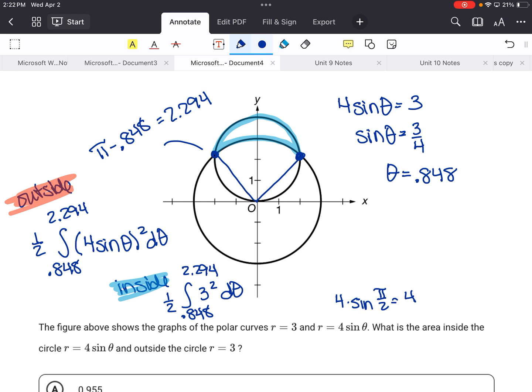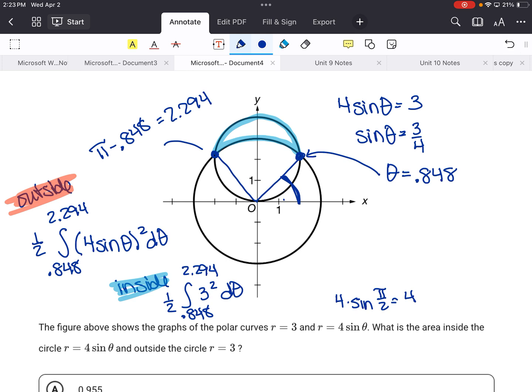So when I set them equal to each other, 4 sine theta is equal to 3. Then I get sine theta equals 3/4, and then I got my calculator and I did inverse sine 3/4, and I got 0.848. So when theta is 0.848, that's here. Okay, that's in decimal form. I'm not used to that. I'm used to like pi over 2, 7 pi over 6, that kind of stuff. But I know that this angle is 0.848. I need to know what this angle is.